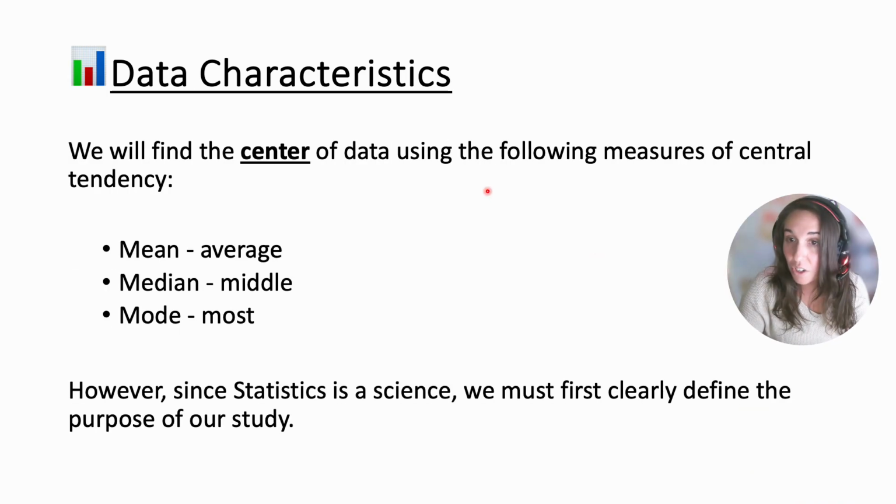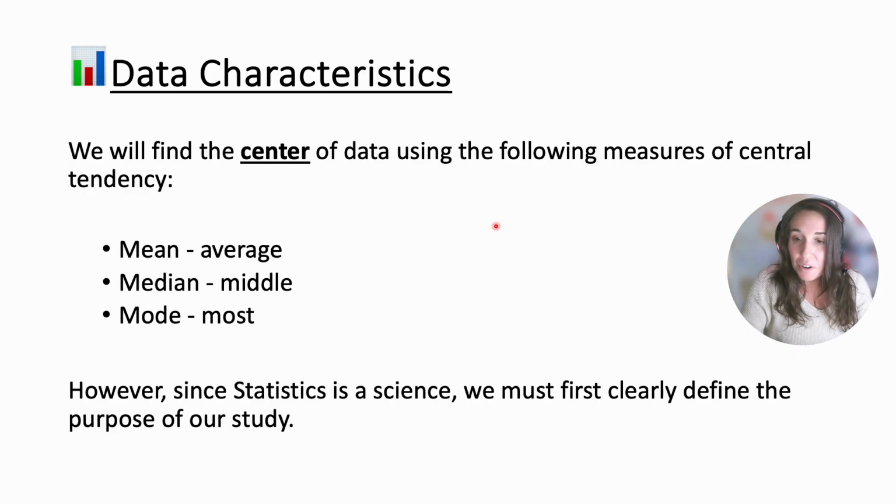To find the center of our data, we use measures of central tendency. Here are the three of them: the mean, the median, and the mode. The mean is the average. Hopefully you've worked with averages before. The median is literally the middle data point, and the mode is the data point that shows up most frequently. Here's a quick tip. If you ever forget, think of them alphabetically: mean, median, mode; average, middle, most. So mean comes first, that's the average. Median is the middle, and mode is the most.